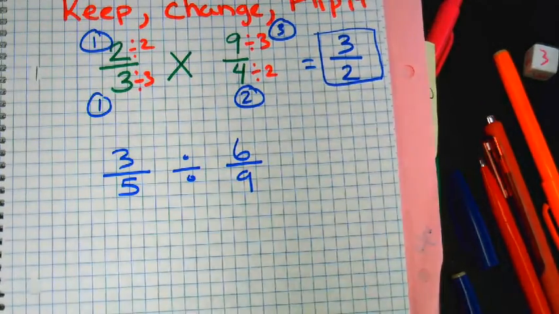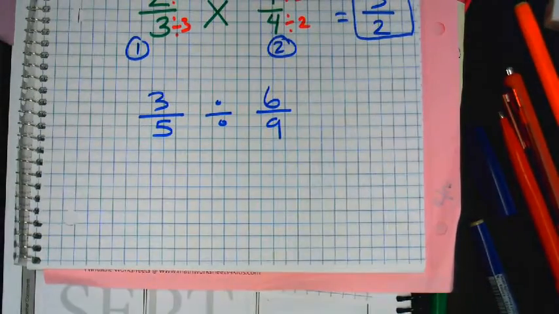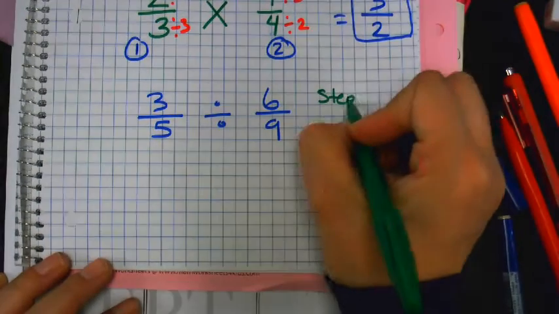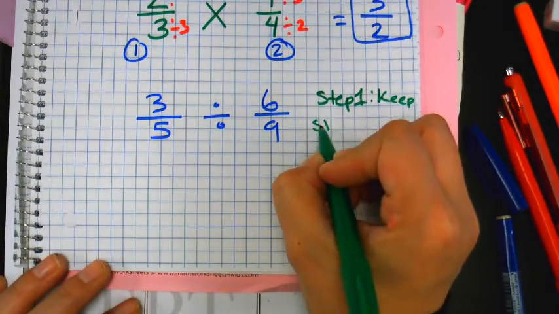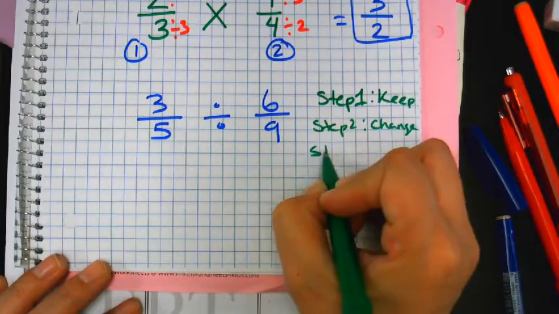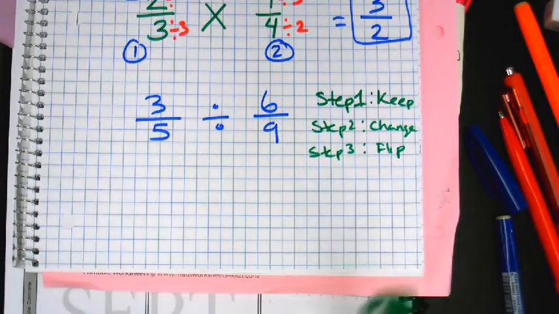It should be like a step 1 thing, and then step 2, step 3, and I think that they're easier to remember. Okay, step 1: keep. Step 2: change. Step 3: flip. See, is that better?